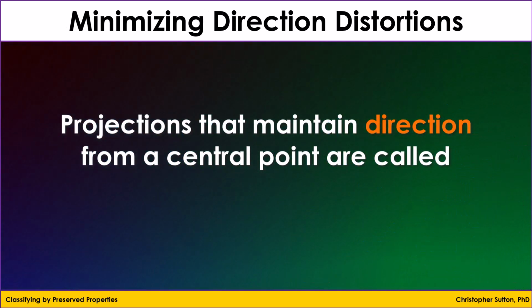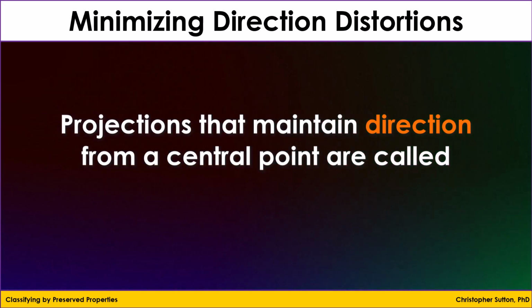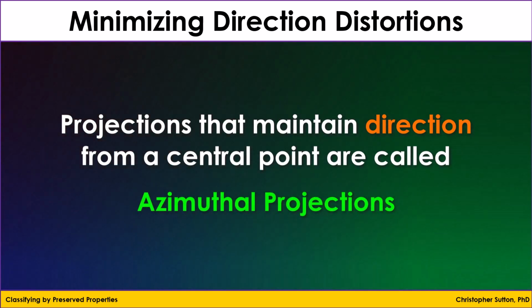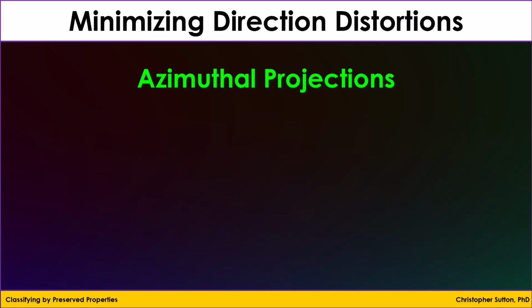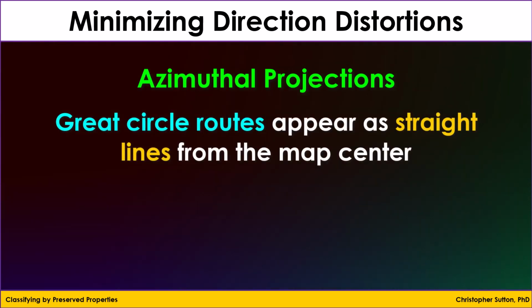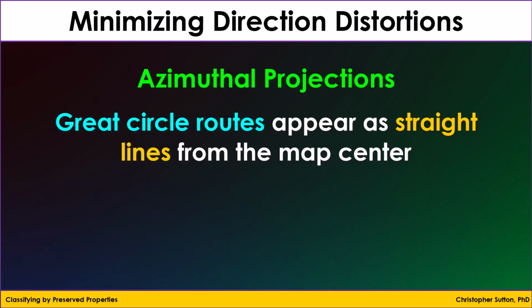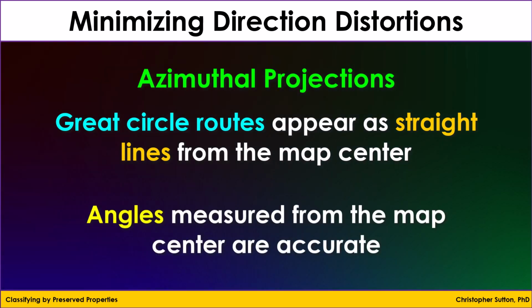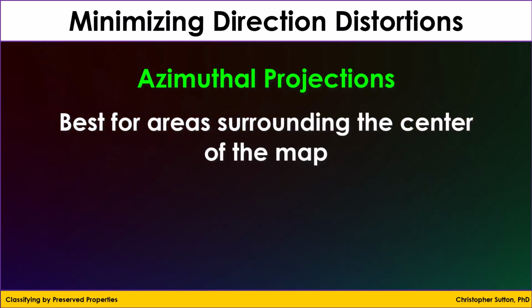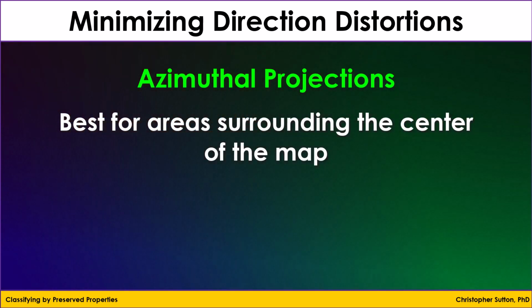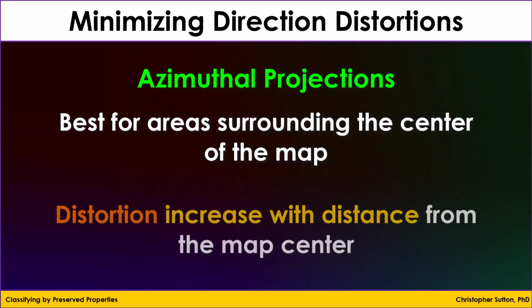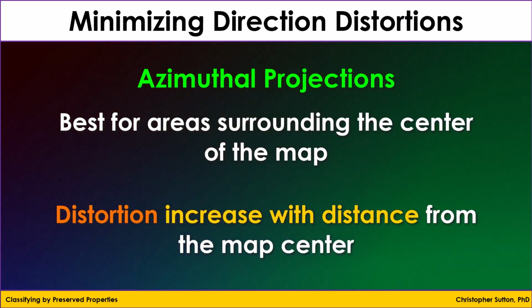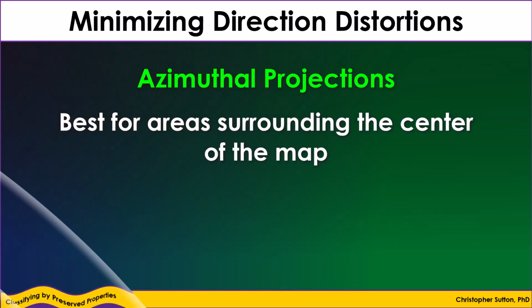Finally, projections that maintain direction from a central point are called azimuthal projections. In azimuthal projections, great circle routes, which are the shortest distances between 2 points on a sphere, appear as straight lines from the map center. Angles measured from the map center are accurate, and these projections are best for areas immediately surrounding the central point, as distortion increases with map distance from the center.